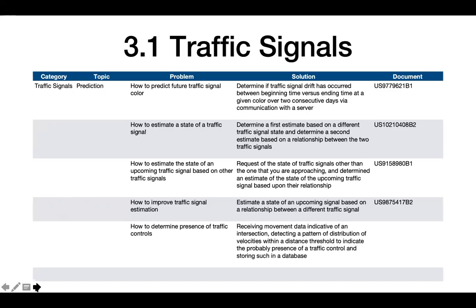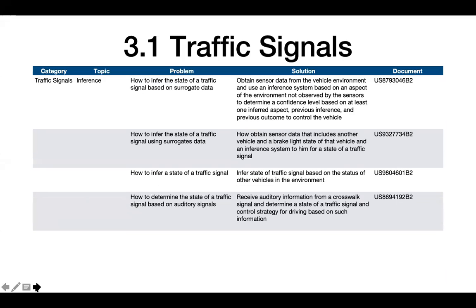The bottom one, how to determine the presence of traffic controls, receive movement data indicative of an intersection. Detect a pattern of velocities within a distance near that traffic control signal to find out if you are at a red light or a green light. So there we're predicting.